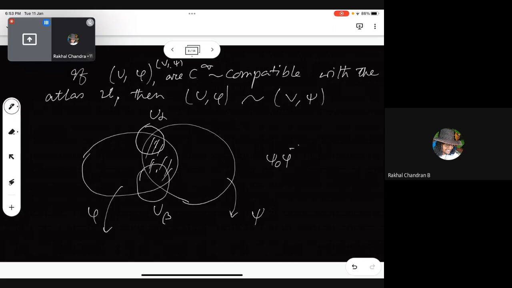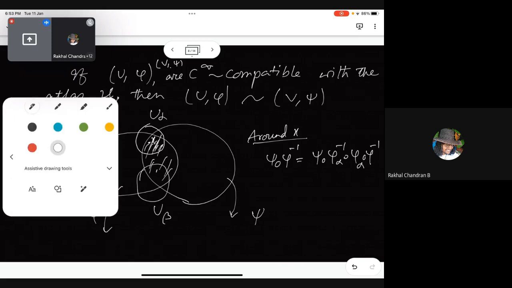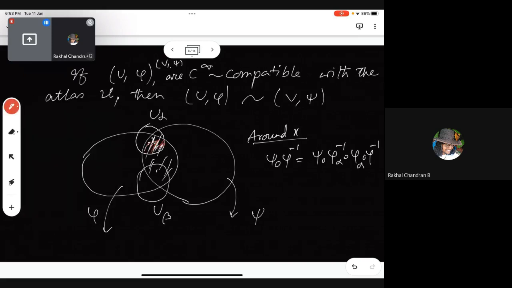So psi compose phi inverse: fix a point, let's say this is a point x. Around x, psi compose phi inverse can be written as psi compose phi alpha inverse compose phi alpha compose phi inverse. Does it make sense? Around x, which means here in this intersection. Yeah, in this intersection. So now this makes sense. So this is infinity, and it makes sense. It doesn't hold in the whole intersection U intersect V, but it holds locally. But if you take any other point, you'll get another one. So if x is here, you get U beta, phi beta. Instead of phi alpha, you put phi beta there, which will be C infinity again.